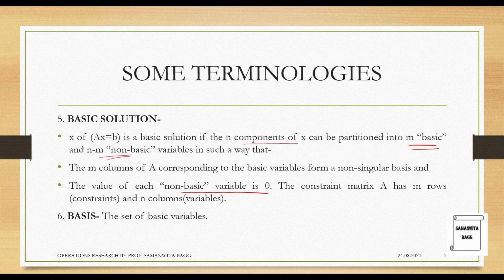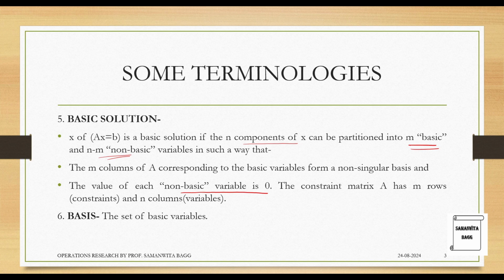As we solve the problems, I'll tell you what n, m and n minus m are. You should remember that m is the number of basic variables, n minus m is the number of non-basic variables, n is the total number of components we have, and the non-basic variables are 0. This is something that you need to remember. The constraint matrix A has m rows (constraints) and n columns (variables).